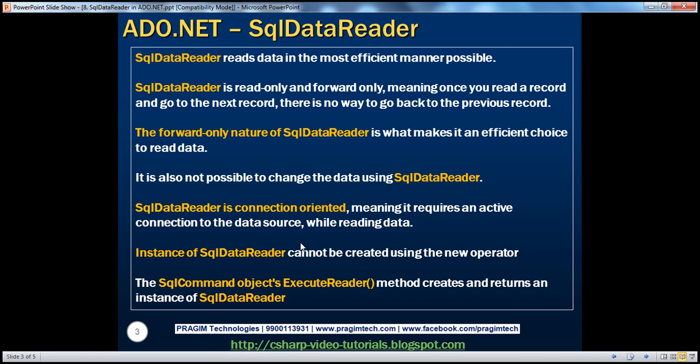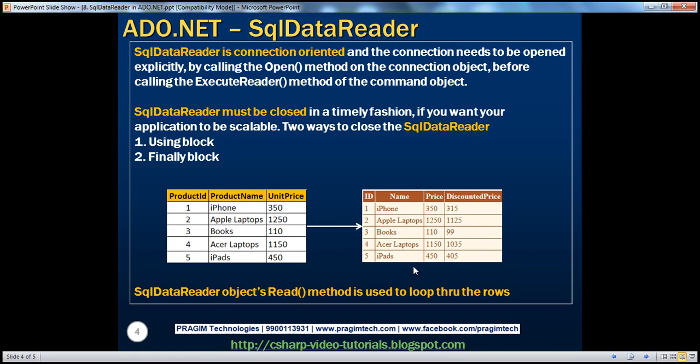So that's what is important to keep in mind. An instance of SQL Data Reader cannot be created using the new operator. The SQL command object's ExecuteReader method creates and returns an instance of SQL Data Reader. And another important thing to keep in mind, SQL Data Reader is connection oriented, and the connection needs to be opened explicitly by calling the Open method on the connection object before calling the ExecuteReader method of the command object. Otherwise you will get a runtime error stating that an open connection is required.